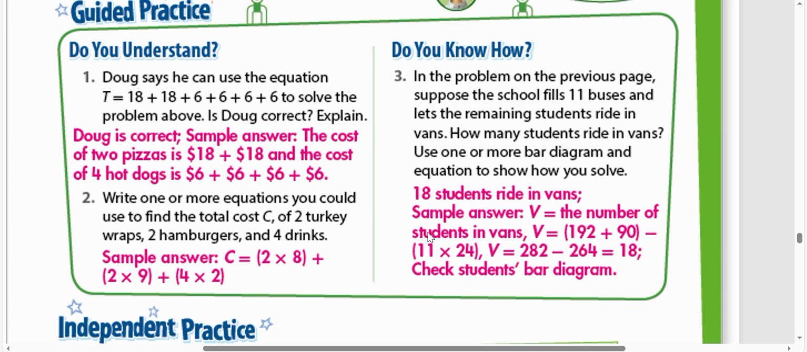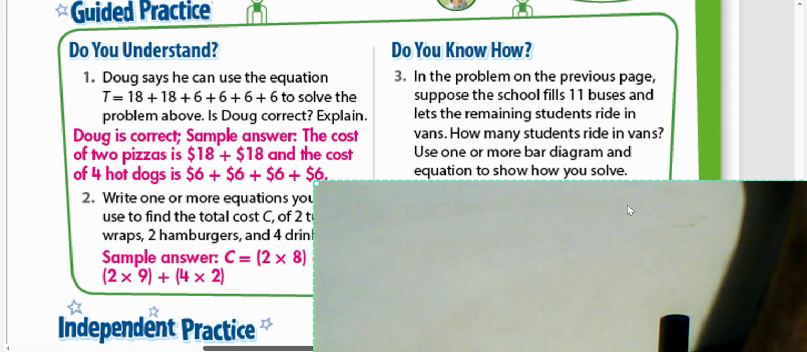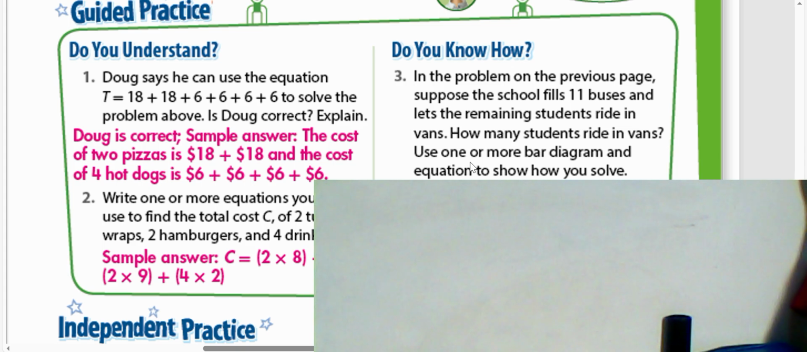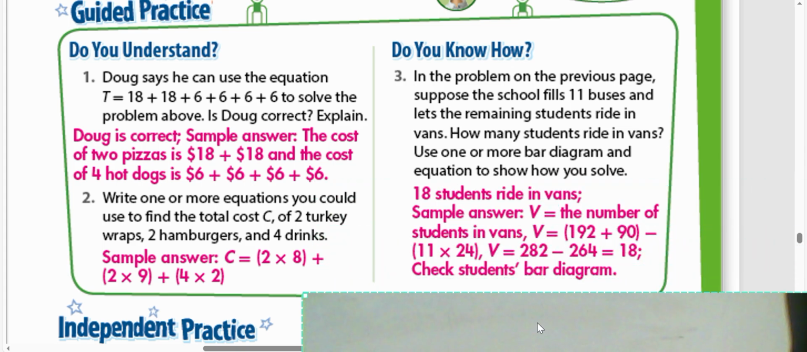Okay, next question. The problem is on the previous pages. Suppose the school fills 11 buses and the remaining students ride in vans. How many students ride in vans? Use one or more bar diagrams and equations to show your solution. Okay, we have the answer here. Look at the steps. We have 11 buses. You remember the question? We have 11 multiplied by 24, and the total was 192 plus 90, subtract 11 multiplied by 24.